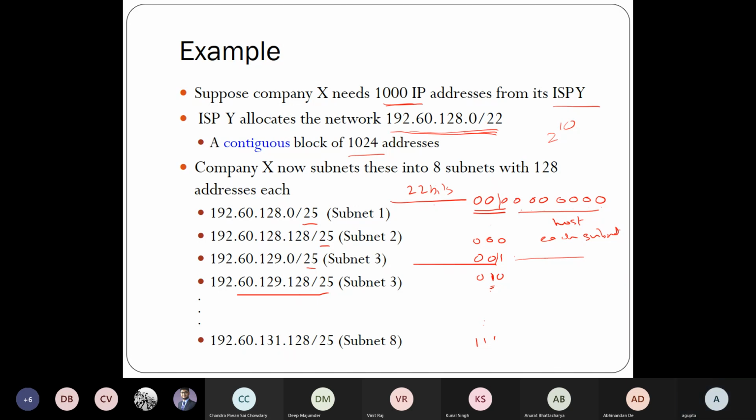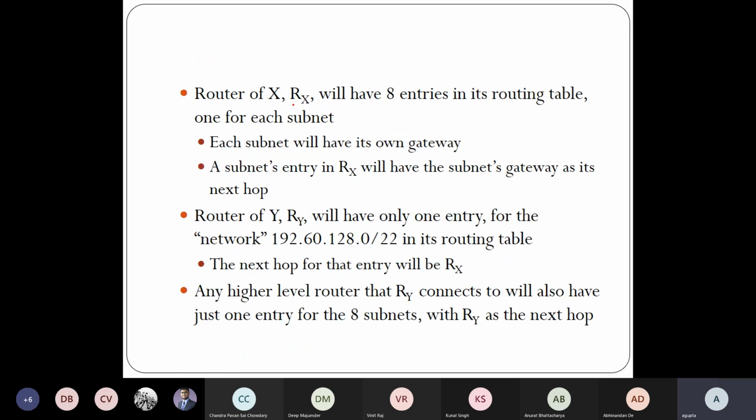So you see, ISP Y's router does not need to know that X has divided this into 8 subnets, because irrespective of which subnet the packet is for, Y will have to send it to X's router. Then X can further decide that this goes to subnet 1, this goes to subnet 3, and so on. So the router of company X will have 8 entries, one for each subnet.